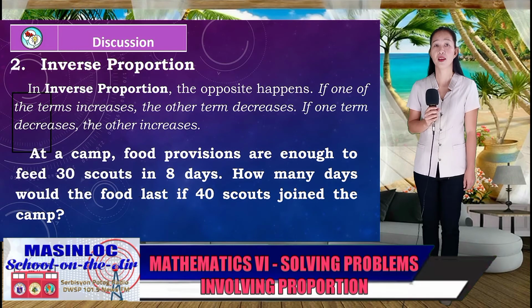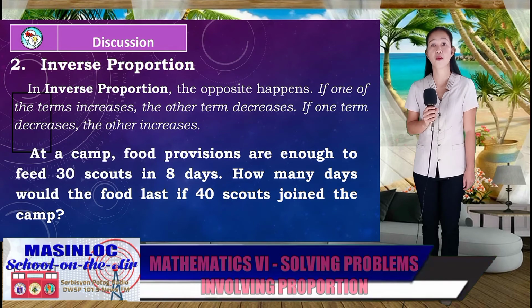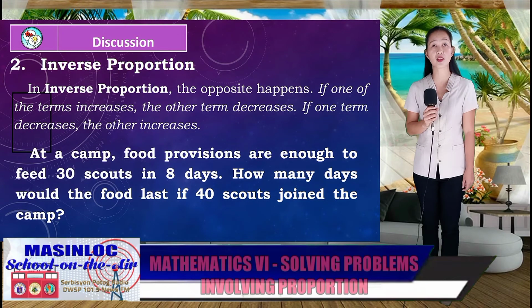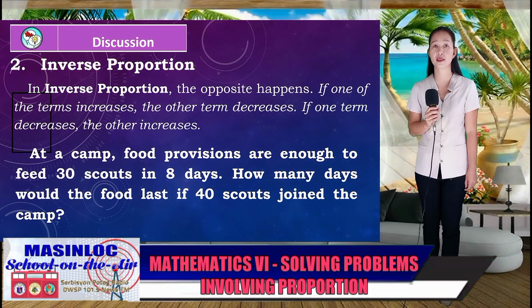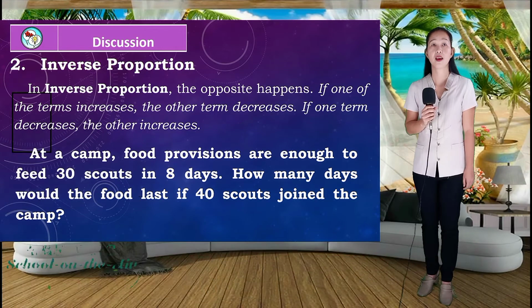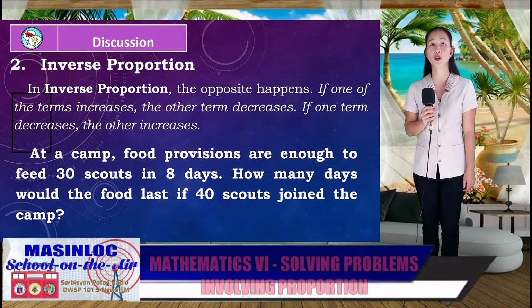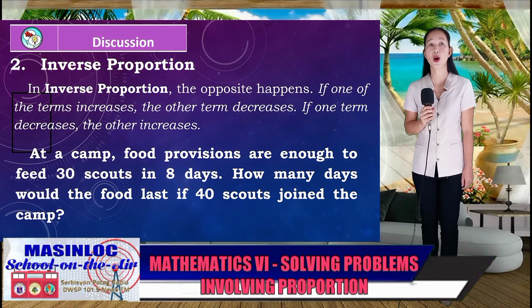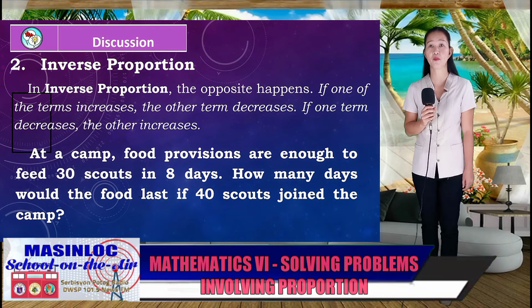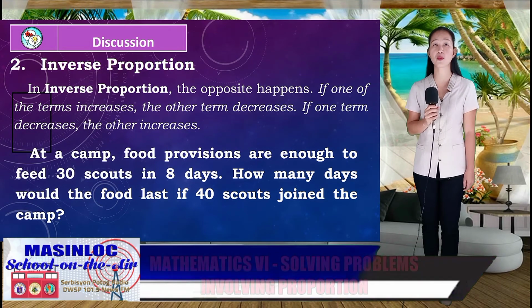In the problem, the number of scouts increased from 30 to 40. It means that more people will eat the same amount of food. What do you think will happen to the number of days the food will last? Will it be longer or shorter? Since there are more people who will eat the same amount of food, we expect the number of days the food will last becomes shorter. This is what happens in inverse proportion.